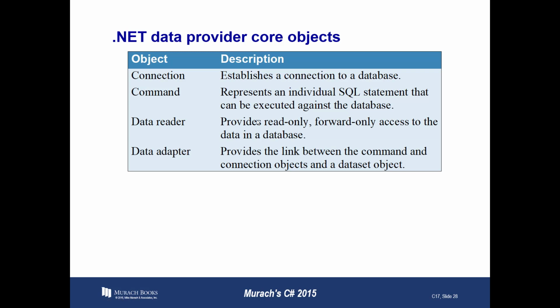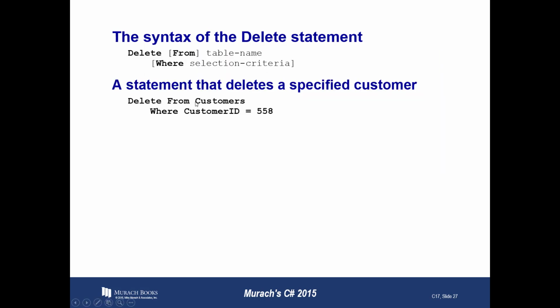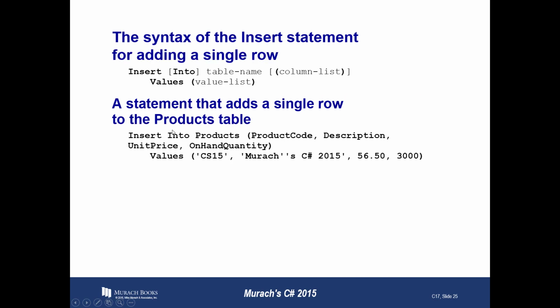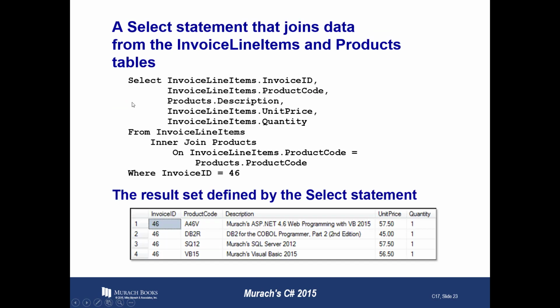All right, so in order to be able to grab this database information, which is kind of in one language, and use it with C#, which is another language, .NET provides what are called data providers. The core ones are shown right here. You've got a connection object, that will allow your program to connect to the database. You've got a command object, and that will allow you to write commands similar to these, and these, this, and this.